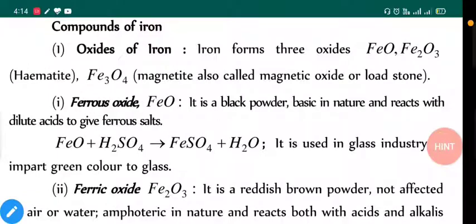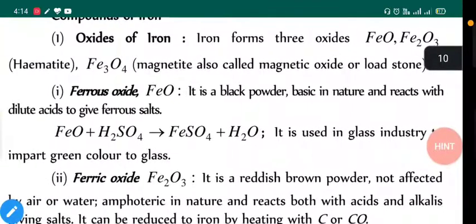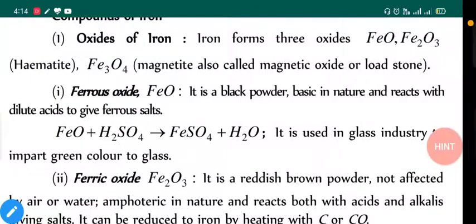Now let's talk about the compounds of iron. Oxides of iron: iron forms 3 oxides, FeO, Fe2O3 and Fe3O4. Fe3O4 is actually a mixture of FeO and Fe2O3. In pure state, Fe3O4, as discussed earlier, will have 8/3 oxidation state or +2.67, which is fractional, and we know that it is not possible.